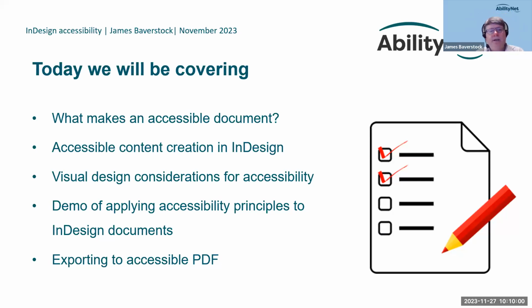We'll then look at some visual design considerations for accessibility, which are particularly important for a designer's program like InDesign, including use of color contrast, images of text, and a few considerations about typography and layout. And then we'll have a demo of applying accessibility principles to InDesign documents, including headings, lists, links, alt text for images, tables and tables of contents. And then we'll finish by looking at exporting to an accessible PDF and automated checkers that you can use on your PDF.